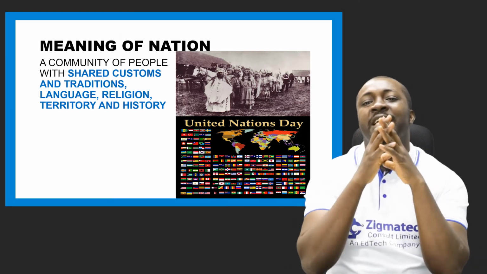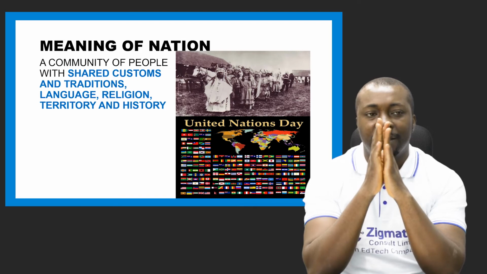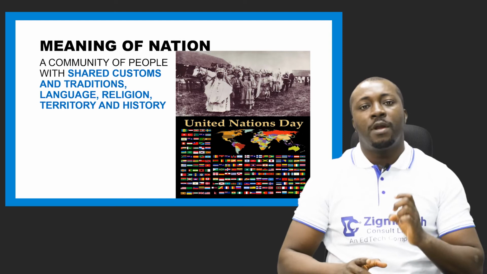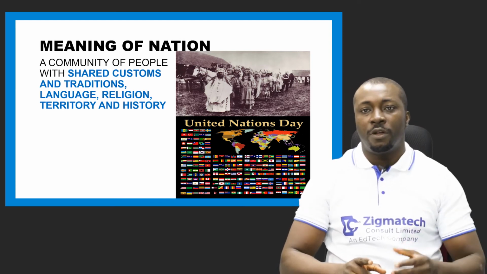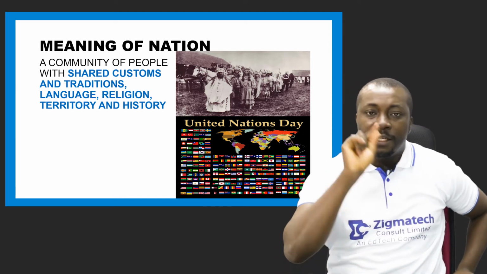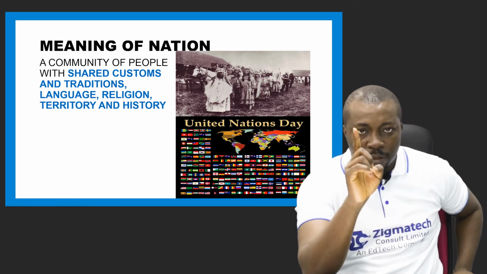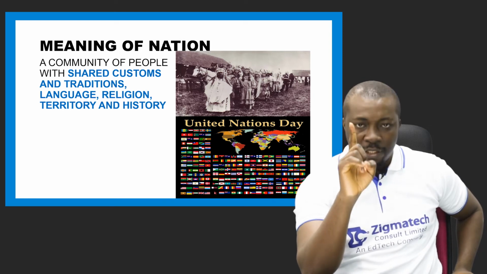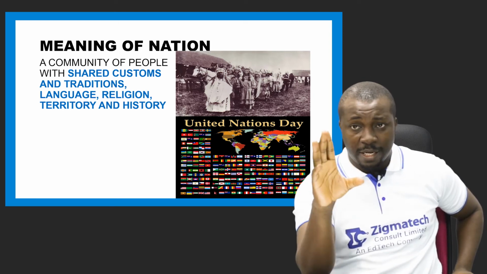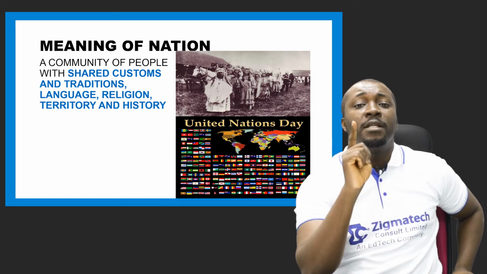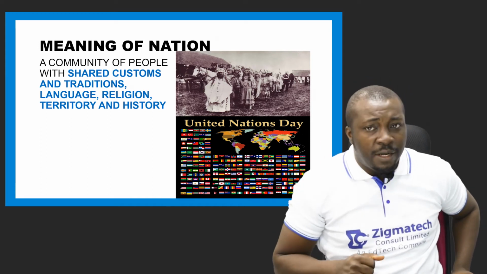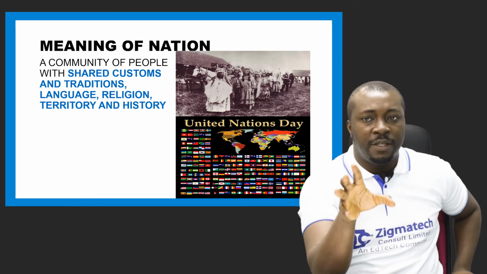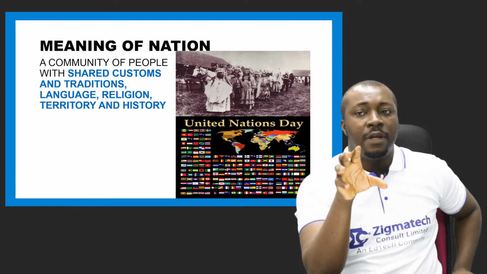Now, these are people that are united by common customs and traditions. So in what you call a nation, you're expected to see that these people have the same traditions and customs. You are expected to see that these people have the same language. They speak the same language. You expect to see that these people have, in most cases, the same religion. They live in the same territory, and they have the same history. These are the common features of a nation.